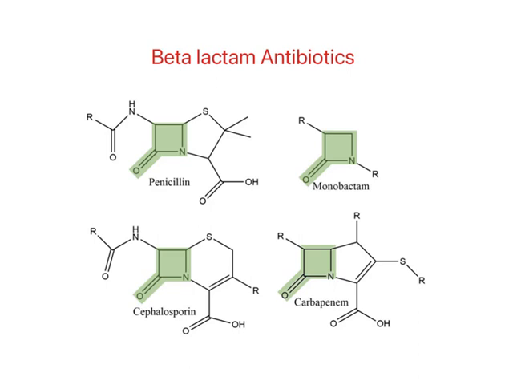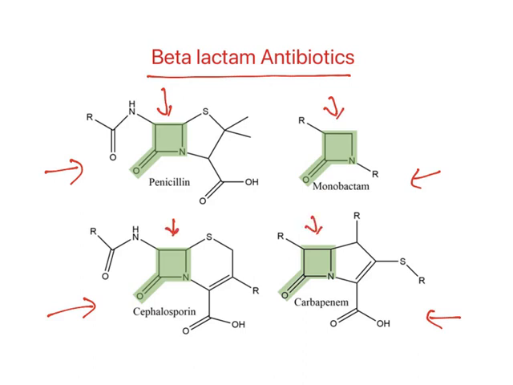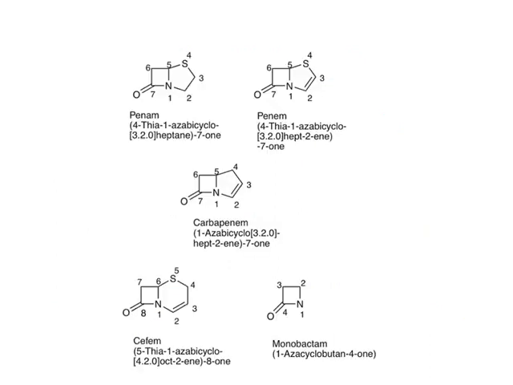Moving further, these are all beta-lactam antibiotics. We have penicillins, cephalosporins, monobactams and carbapenems. You can see all of them contain the beta-lactam ring. Adjacent to that, other rings are present. In penicillin, you have a 5-membered ring. In cephalosporin, a 6-membered ring. Whereas in carbapenems, a 5-membered carbocyclic ring is there. In monobactam, no other ring is present. Hence, it is known as monobactam. Mono means single. Only the beta-lactam ring is there.